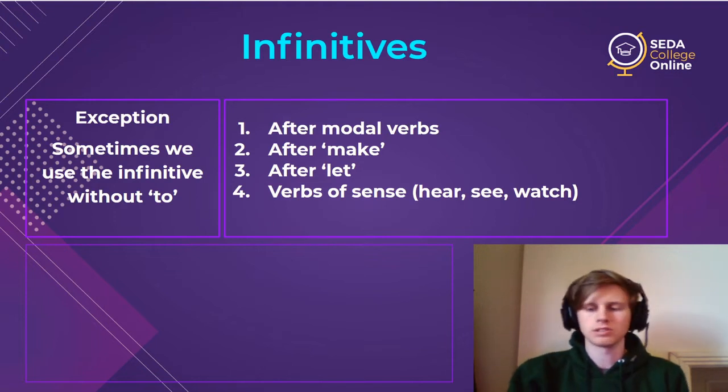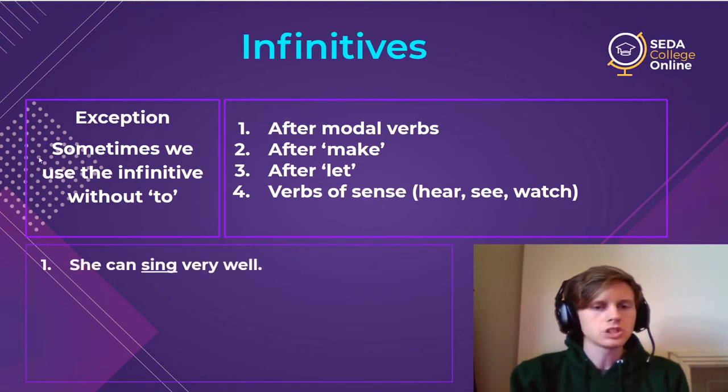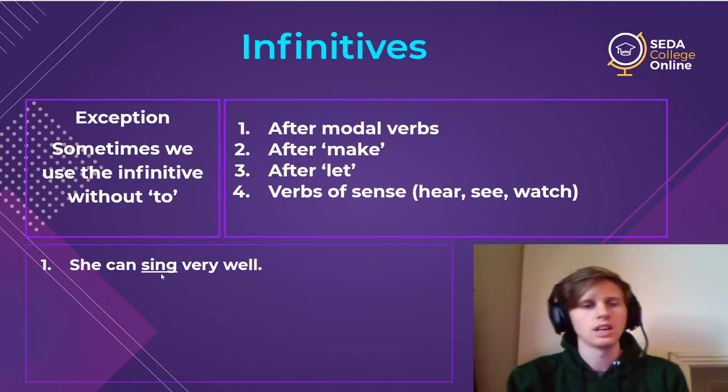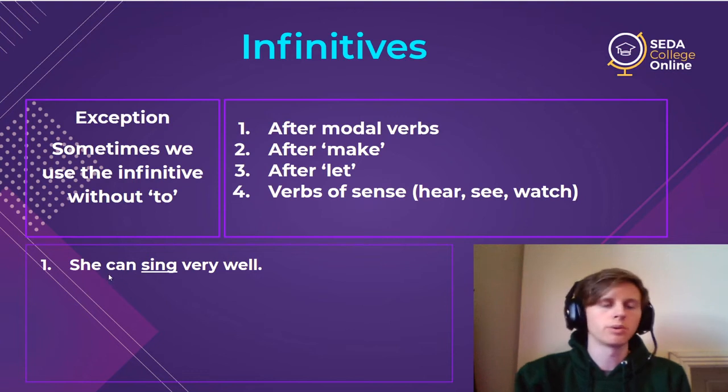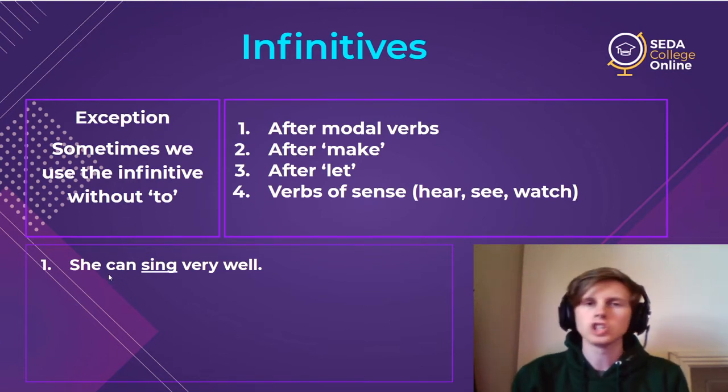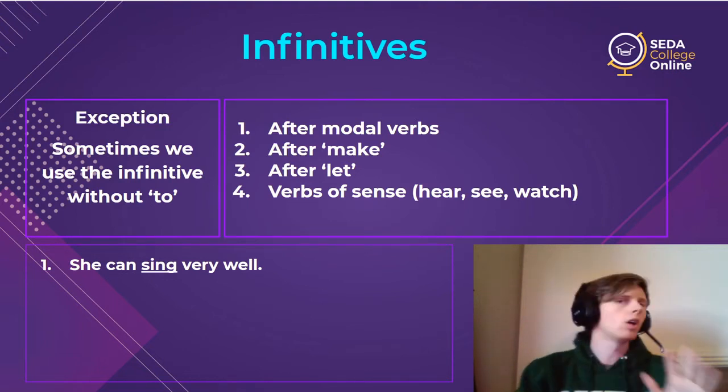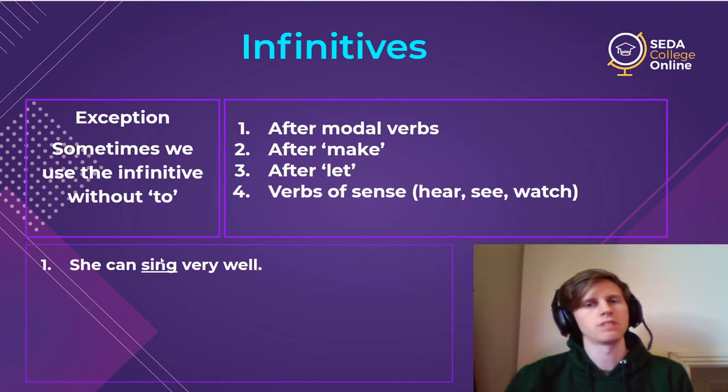So what does this look like? Well, for example, she can sing very well. Here we have the modal verb can, and then after, the bare infinitive, sing. And it'll always be modal verb, bare infinitive. And it does not matter the modal verb: she can sing, she must sing, she should sing, she will sing, she could sing. All of the modal verbs will have the bare infinitive after. We've seen that over and over.